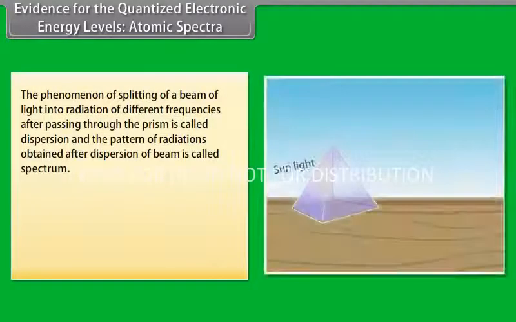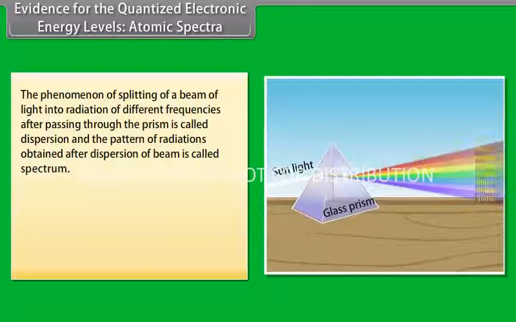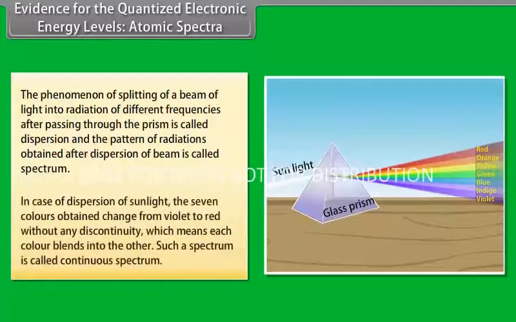Evidence for the quantized electronic energy levels. Atomic spectra. The phenomenon of splitting of a beam of light into radiation of different frequencies after passing through the prism is called dispersion, and the pattern of radiations obtained after dispersion of beam is called spectrum. In case of dispersion of sunlight, the 7 colors obtained change from violet to red without any discontinuity, which means each color blends into the other. Such a spectrum is called continuous spectrum.